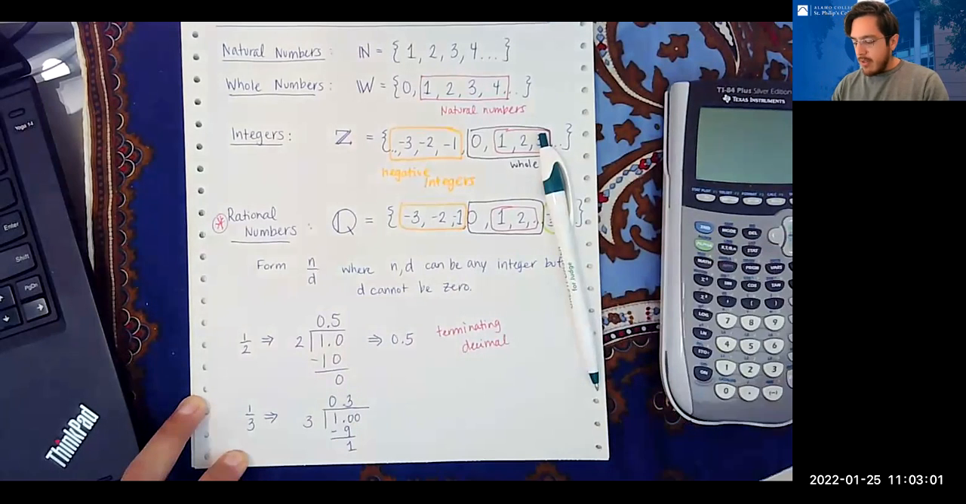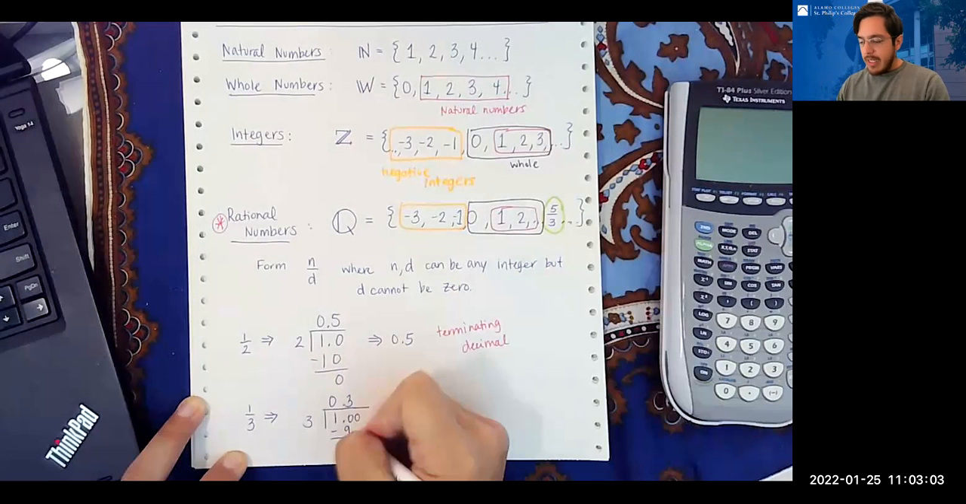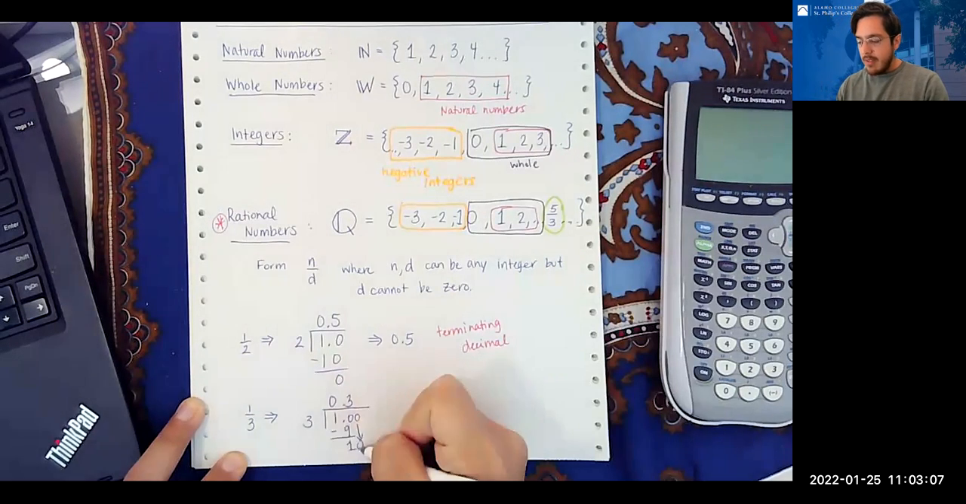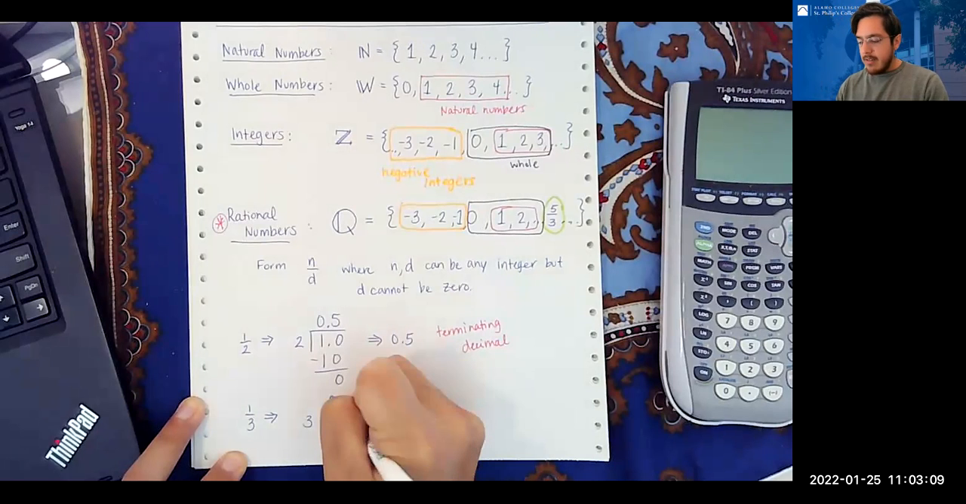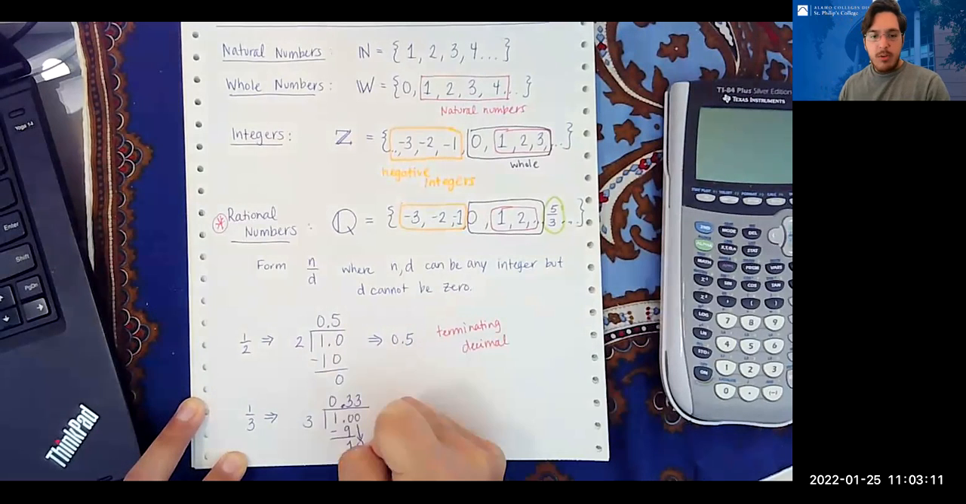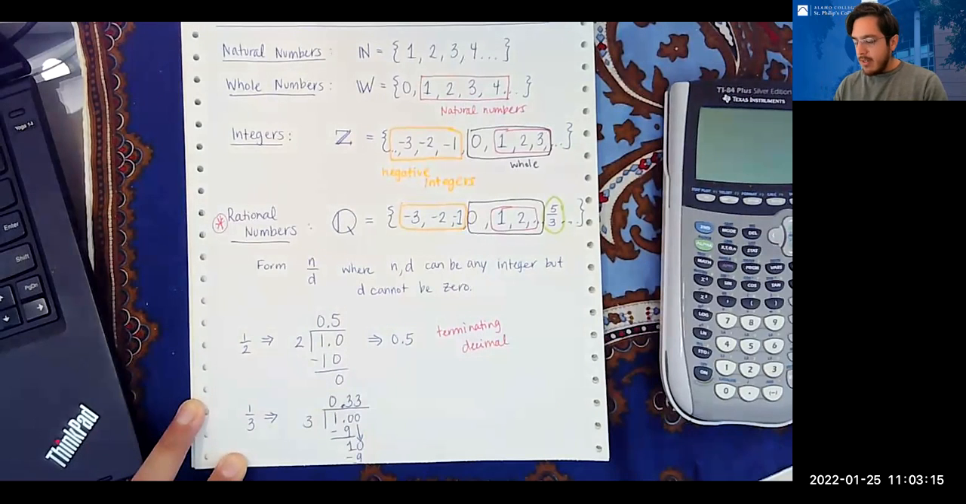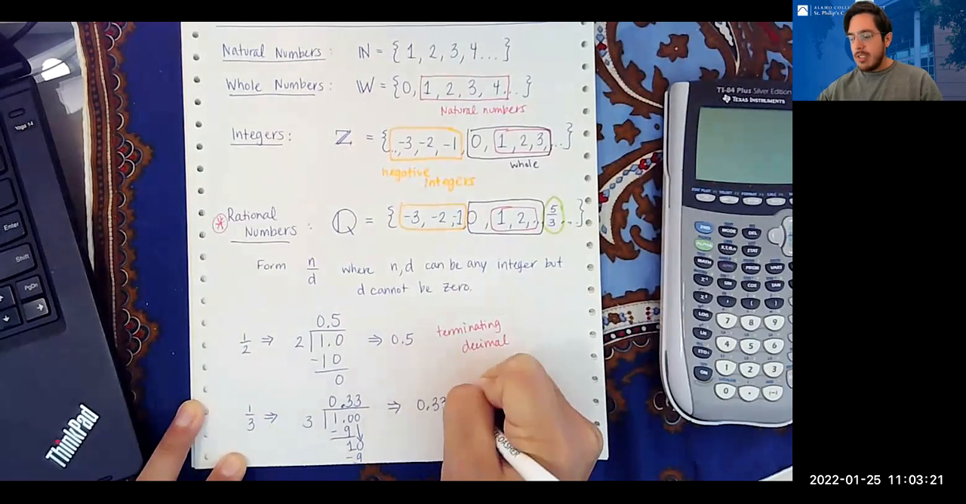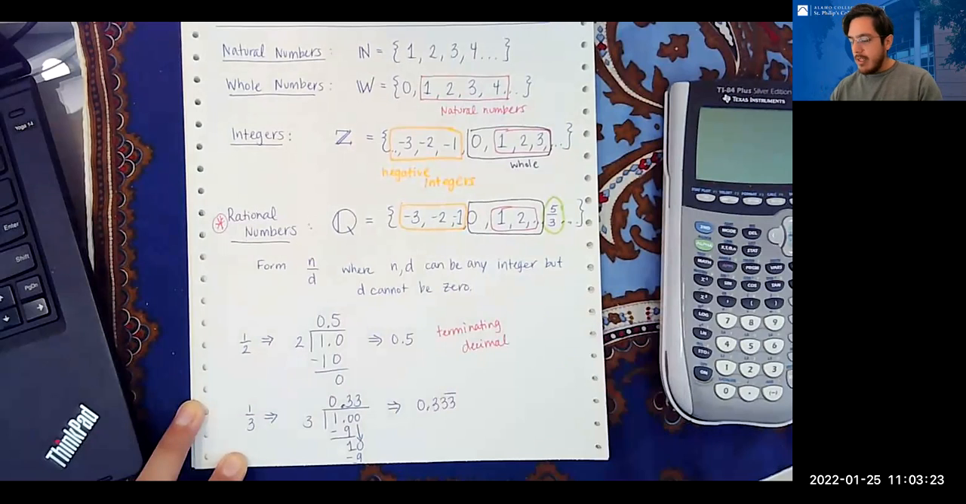So we drop a 0, and then we're in the same situation where now we have 3 going into 10 3 times as a 9. We subtract that, we'll get a remainder of 1. So we can see pretty clearly 0.333 repeating is going to be the decimal representation of that fraction.